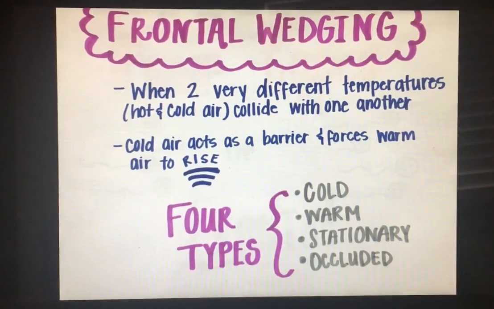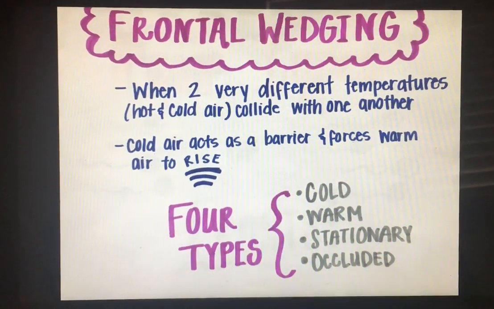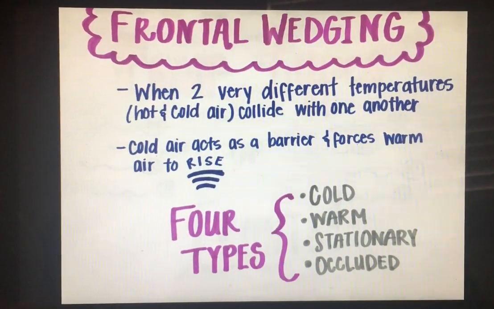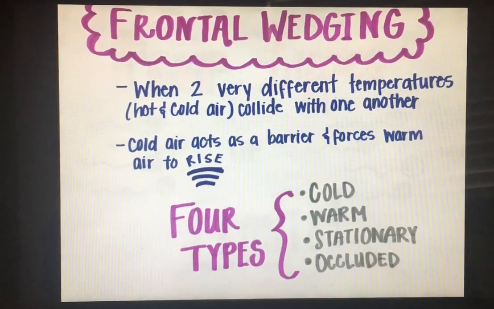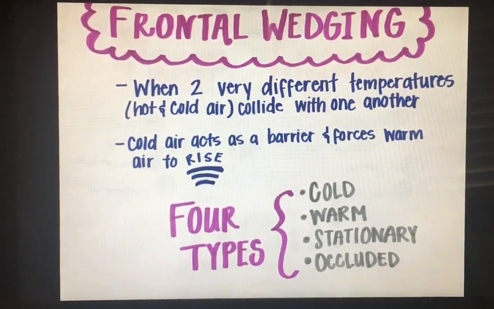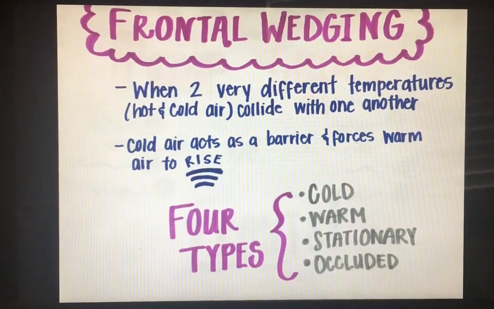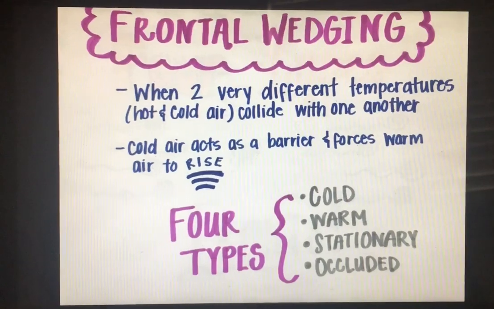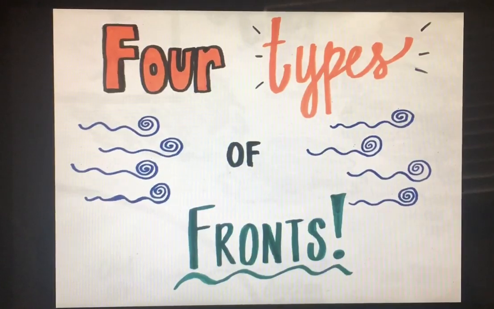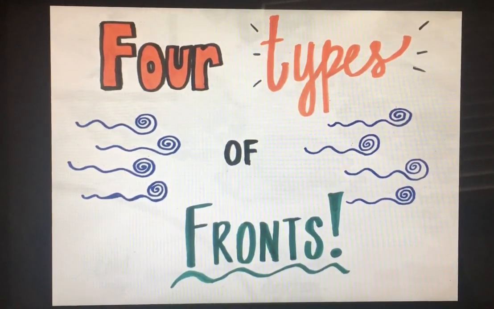Frontal wedging is when two very different temperatures, like hot and cold air, collide with one another. Cold air acts as a barrier and forces warm air to rise. There are 4 types of frontal wedgings, or fronts, which is cold, warm, stationary, and occluded. Let's talk about these 4 types of fronts.